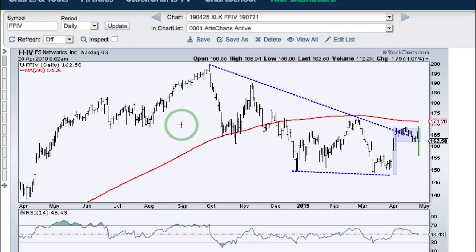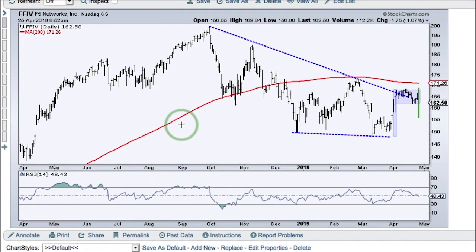Now, if I go back to my original daily chart that I've got here, we can see the wedge in detail, and we've got this big surge, a flag-like consolidation, and if we can get a breakout above 170, especially after today's volatility, I think that's going to be a bullish development for F5.